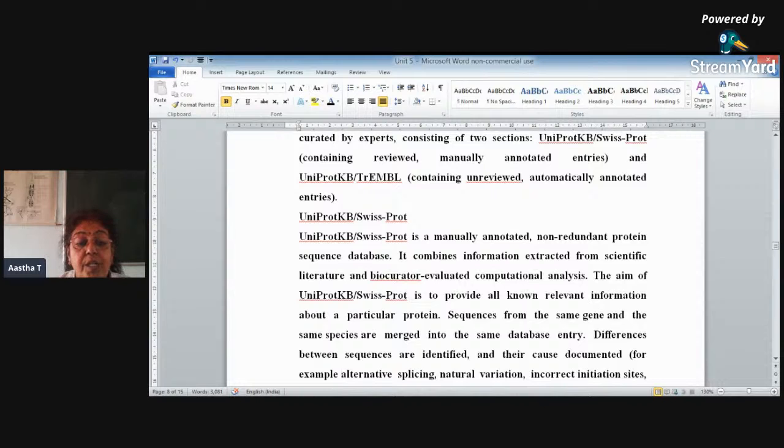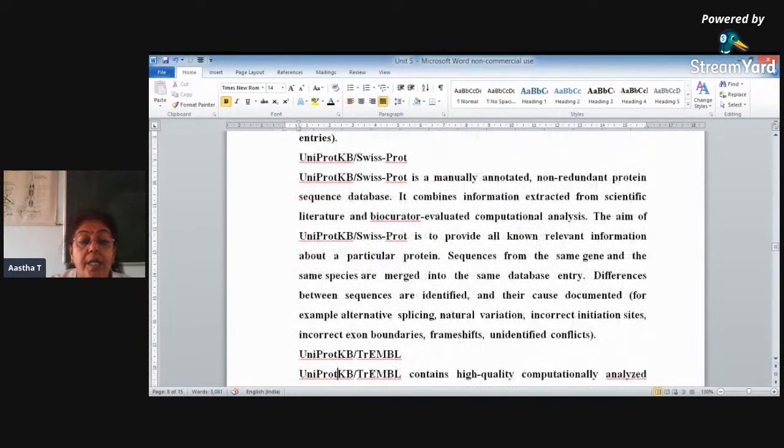Sequences from the same gene and same species are merged into the same database entry. Differences between sequences are identified and their cause documented. What is the difference? का difference आहे, काय difference आहे आणि काय आहे. So that is also noted there. For example, alternative splicing मुळे ते डिफरन्स असू शकतं. नॅचरल व्हेरिएशन मध्ये म्हणजे एका ऑर्गॅनिझम मध्ये हा प्रोटीन आहे आणि त्याच्यापेक्षा नंतर डिस्कवर झालेल्या ऑर्गॅनिझम मध्ये तोच प्रोटीन्स काहीतरी व्हेरिएशन दाखवते.